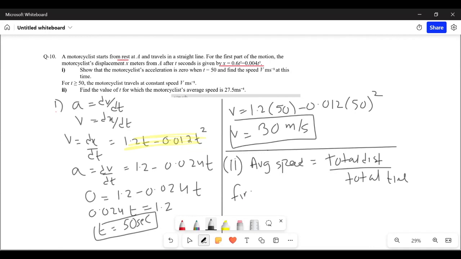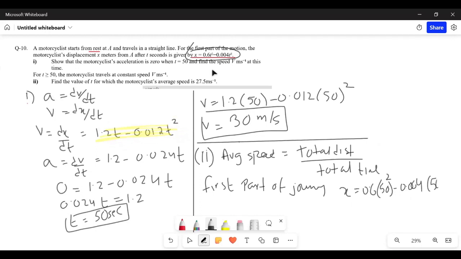The distance of the first part we will find from this formula, and we will put t as 50 in it. x equals 0.6 times 50 squared minus 0.004 times 50 cubed. So this is 0.6 into 50 squared minus 0.004 into 50 cubed, and the answer comes to 1000. So x comes out to be 1000 for the first part of the journey. So here we have 1000, plus, okay.